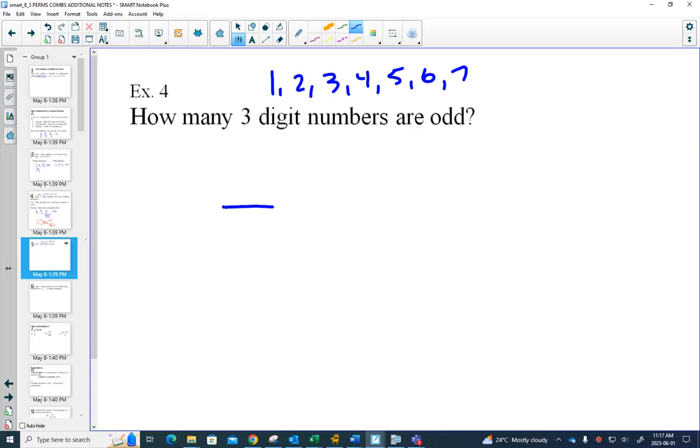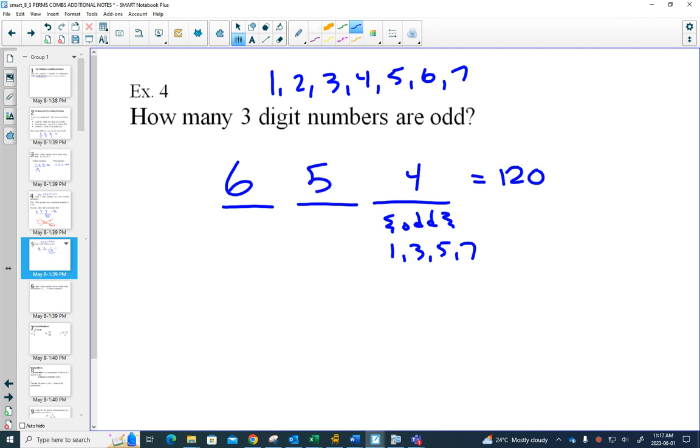All right, how did you do? If this is odd, and that's your restriction, 1, 3, 5, or 7, there'd be 4 choices there. Then you've used up a number, so 6, and then 5, to get 120 in total.